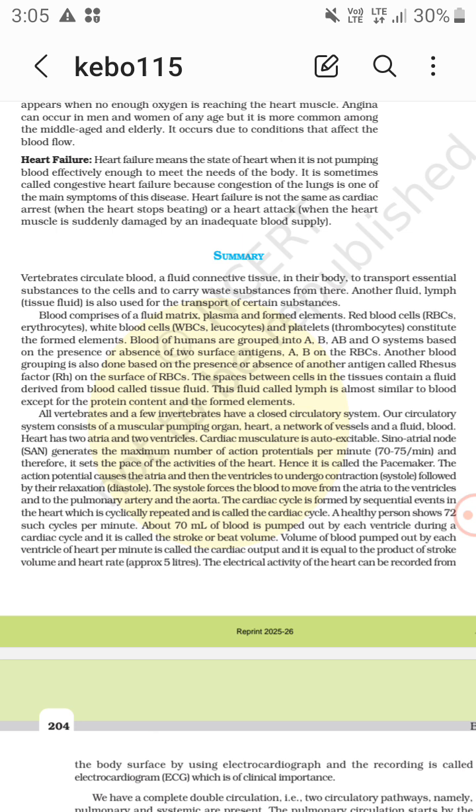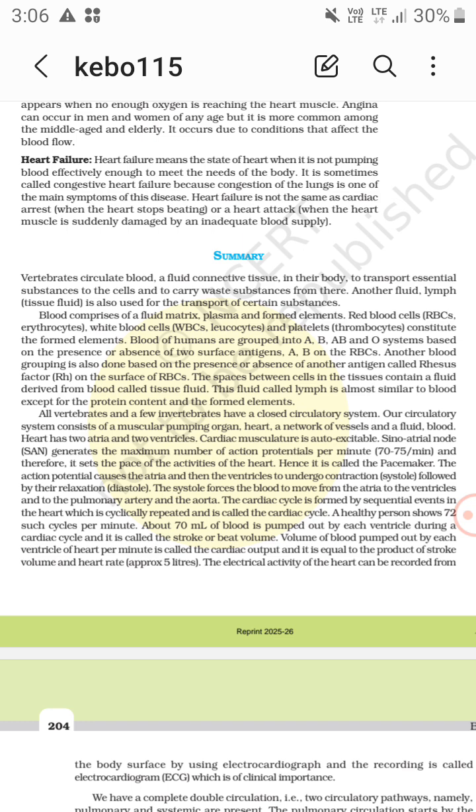Now the blood of humans is grouped into A, B, AB and O systems based on the presence or absence of two surface antigens, A and B, on the RBCs. Another blood grouping is also done based on the presence or absence of another antigen called rhesus factor, that is Rh, on the surface of RBCs.